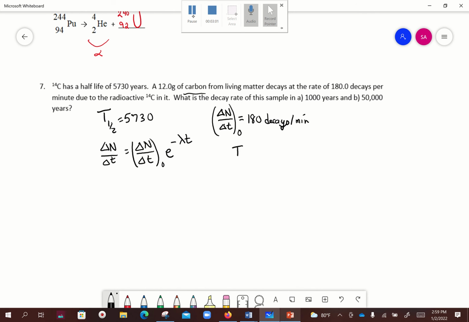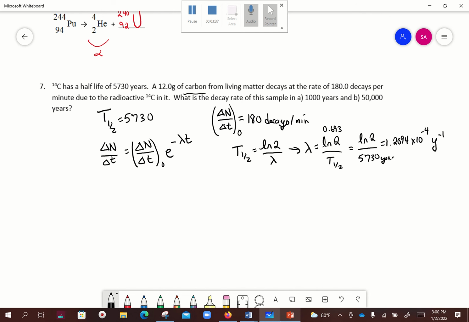So we're told that the half-life is natural log of 2 over lambda. So I can rearrange this and get lambda is equal to natural log of 2, or sometimes it's just written as 0.693, divided by the half-life. So if I put that in, natural log of 2 over 5730, I get 1.2094 times 10 to the minus 4. And the units are going to be per year because I've put in my half-life in years.